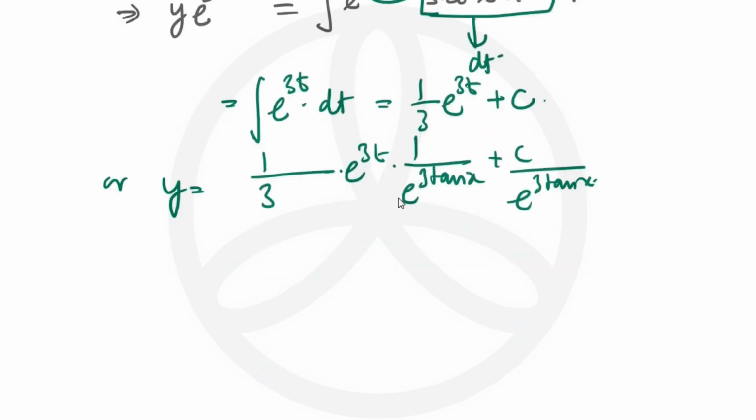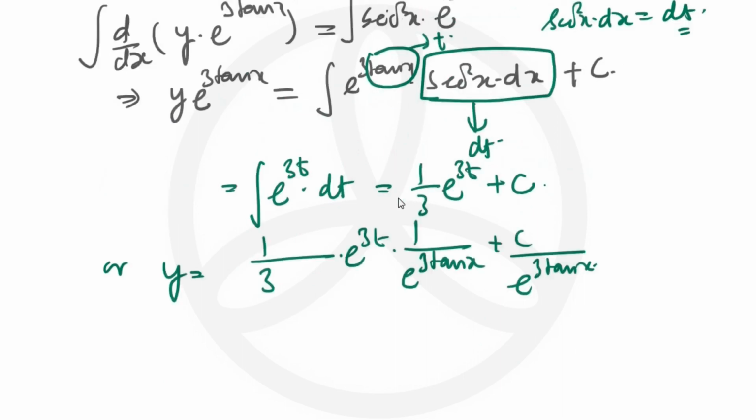Now e to the power of 3t is nothing but, since we have assumed tan x is equal to t, this actually becomes e to the power 3 tan x, and this one and this one go out. We are left with y is equal to 1 over 3 plus c e to the power minus 3 tan x.